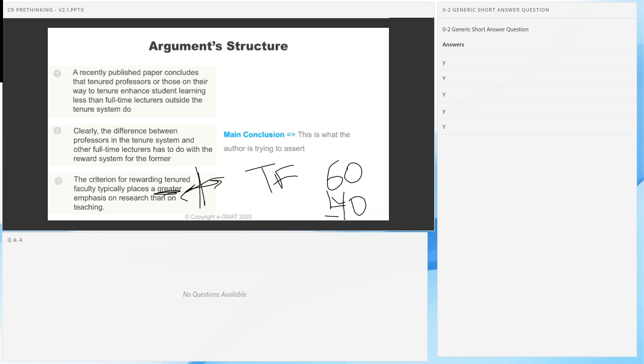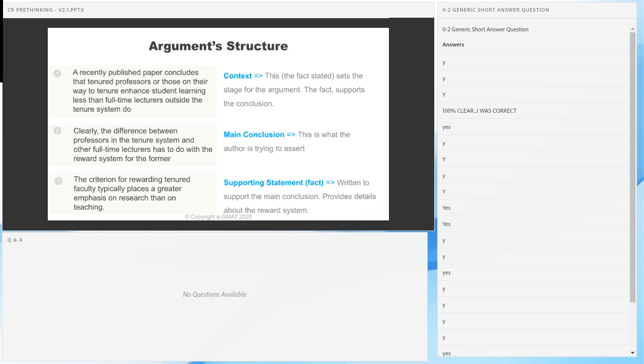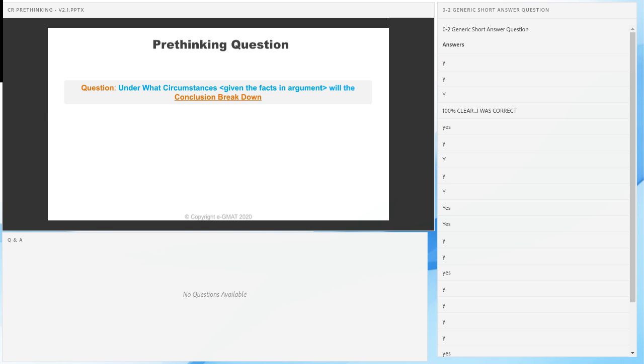There's nothing about lecturers over here. And this is really important because we don't know anything about the reward system for the lecturers. Good. Now, with that, let's build up the rethinking question.